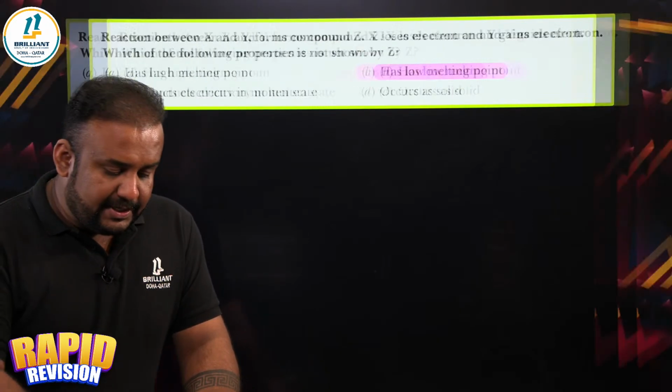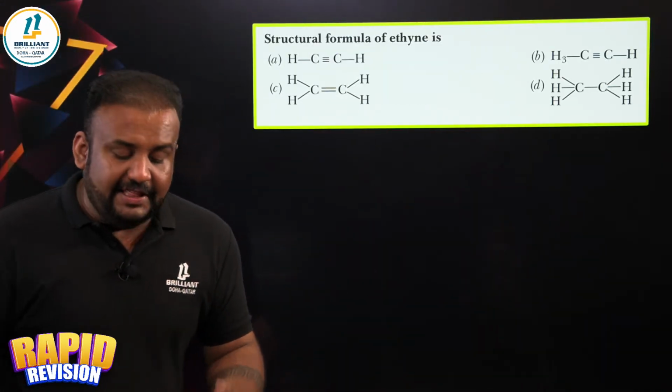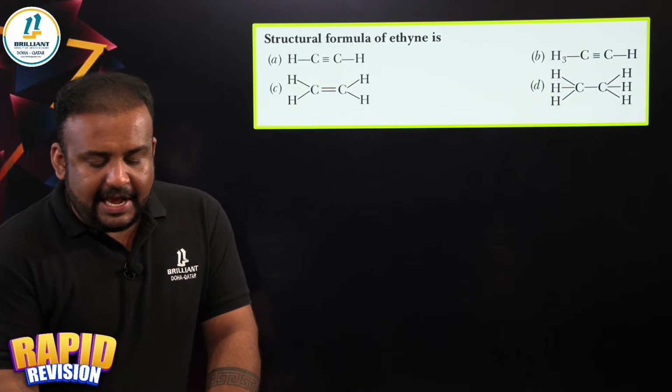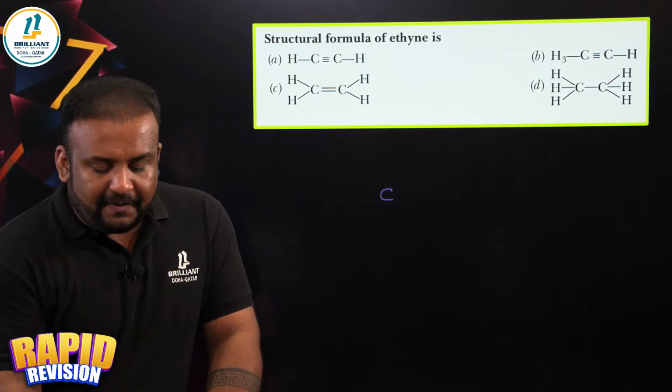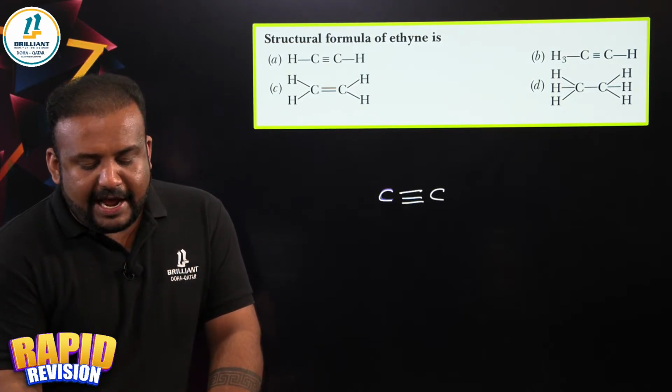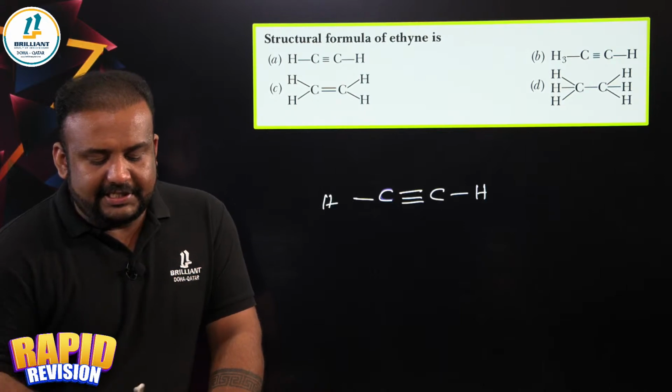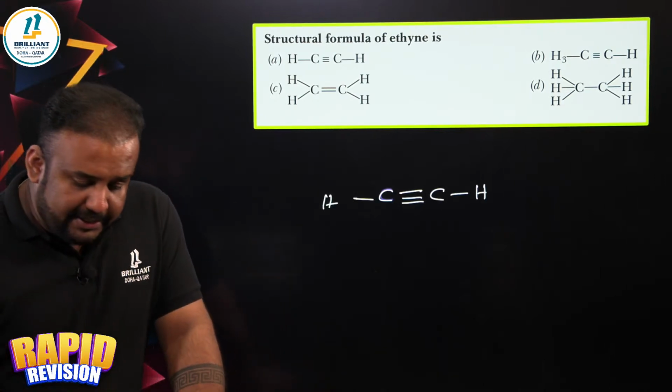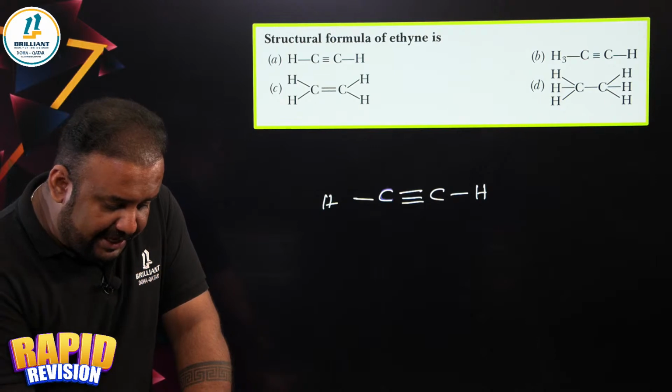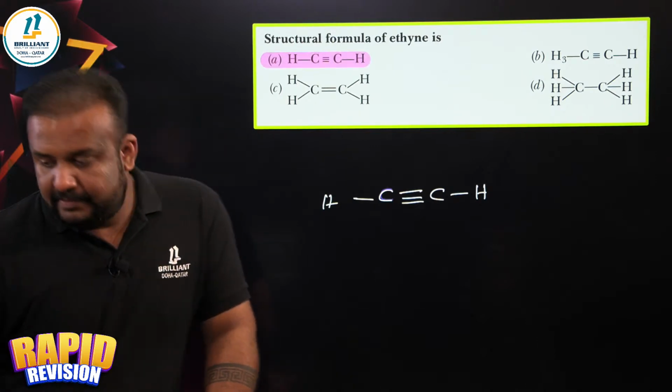Clear? Right. Next, structural formula of ethyne is, what is ethyne? Ethyne is the first member of the alkyne family having 2 carbons. So this is the structure of ethyne. So which one represents ethyne correctly? Option A. Right.